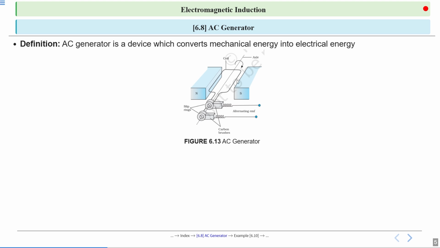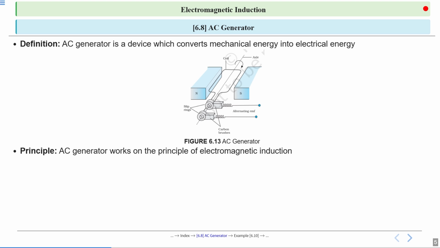So when current is induced, these carbon brushes will transfer this current through the external circuit. So this is the external circuit. These carbon brushes are connected to the external circuit or any external component which is operated with the help of this induced current. And the induced current will be alternating. How it is alternating, we are going to discuss in the further slides.